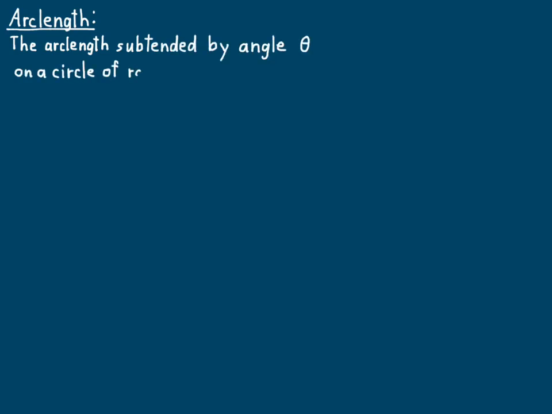So now we're going to do this application, arc length. The arc length subtended by angle theta on a circle of radius r is given by this formula. S is used to mean the arc length. S equals r times the absolute value of theta. Now if theta is positive, the angle is positive, then S equals r theta.